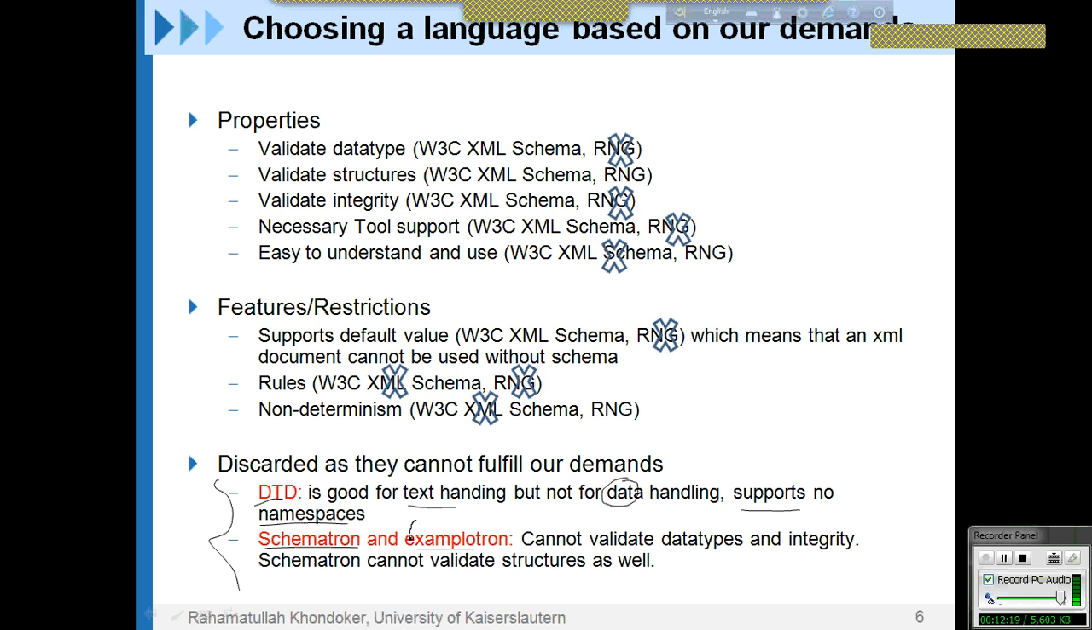But Examplotron actually has one more good thing, that it validates structures as well. But if you want to validate based on type of the data and utility, then it's not a good choice. Schematron and Examplotron are not suitable for that.